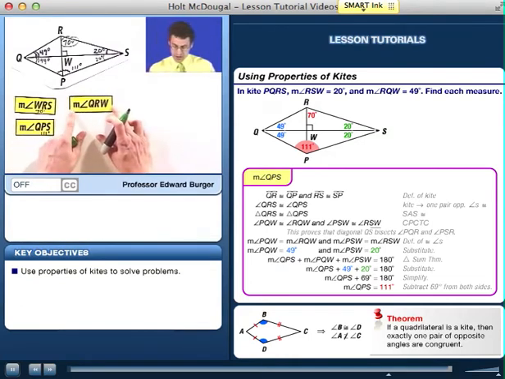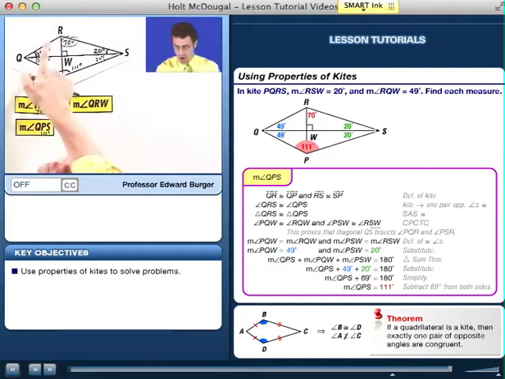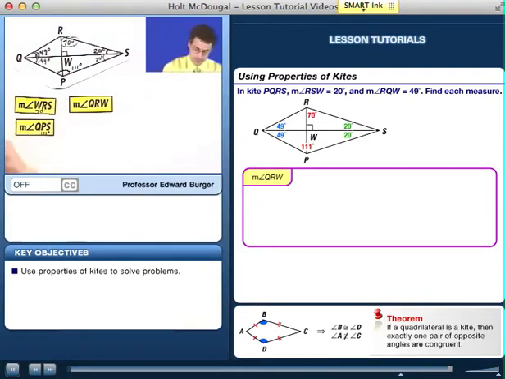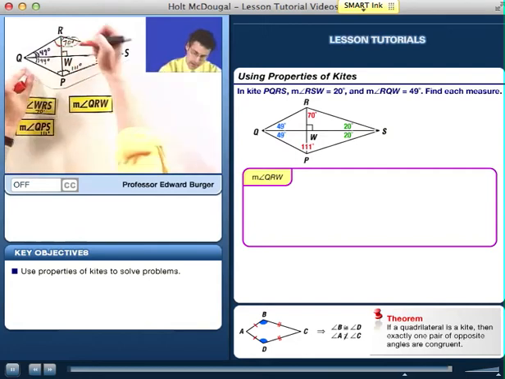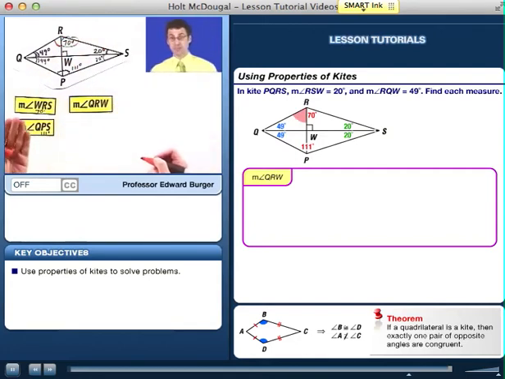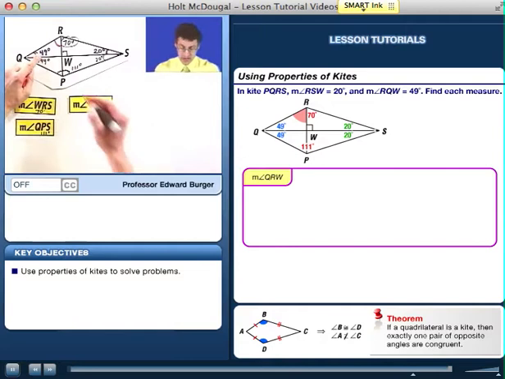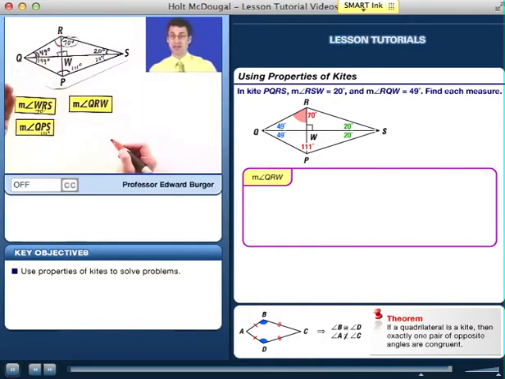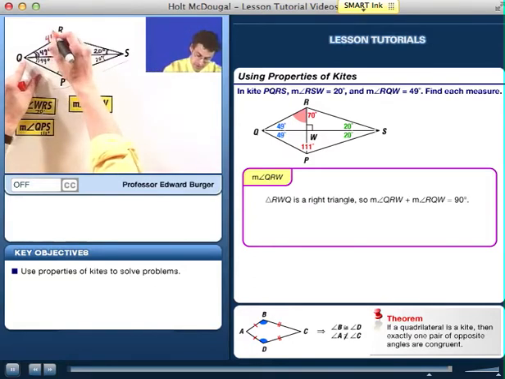And now, finally, my last question. What's the measure of angle QRW? So that little sliver right there, what's the measure of that? Well, again, that's pretty easy to do, because if we know this is 49, and this is a right little triangle here, then all I have to do is take 90 degrees minus 49, and I see 41. So the measure of that angle is 41.